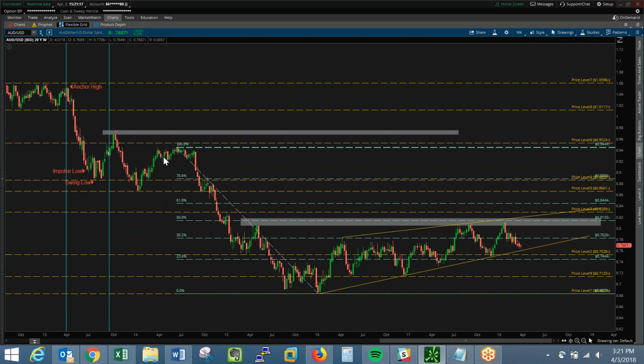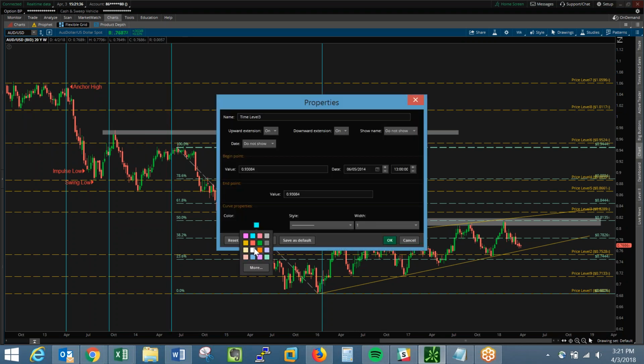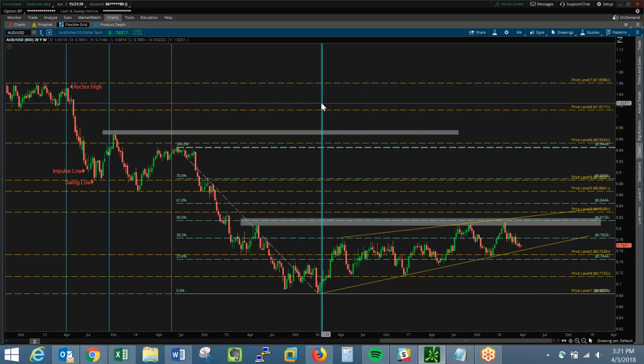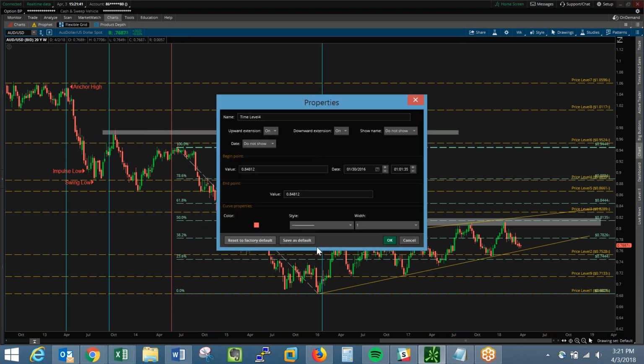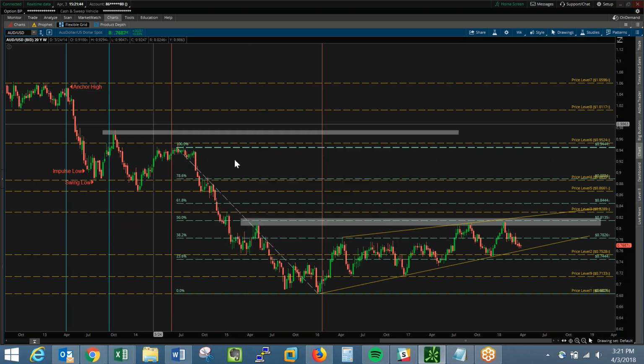Let's mark off our time. Swing high, swing low. And let's change the color so that we differentiate again. Now this is identified by the overall move, right? We're still on the weekly, so this is a huge move. But there's lots of other moves in between. So this is a pretty drastic move.